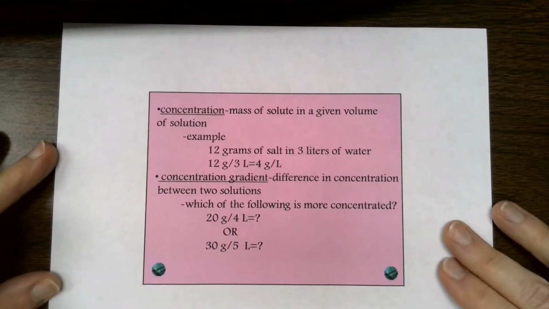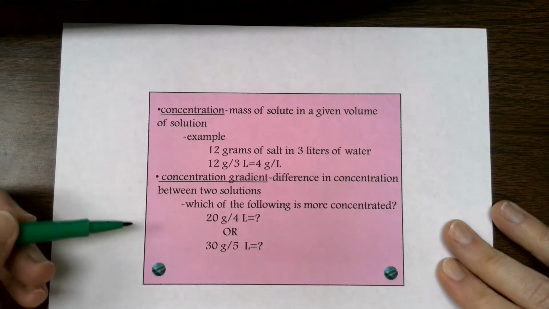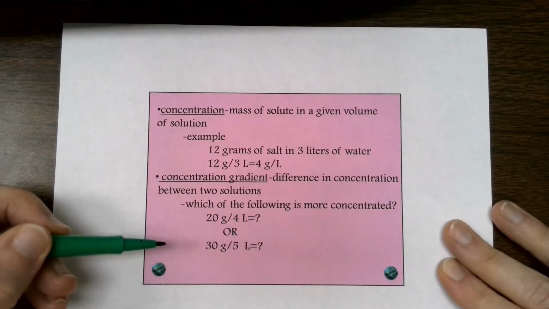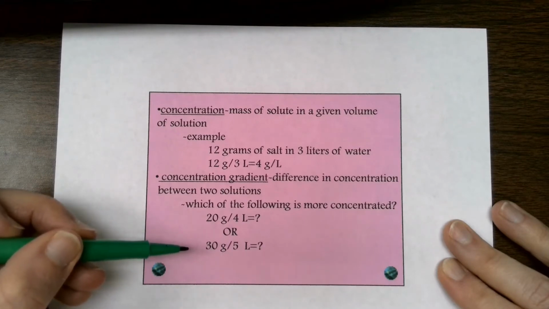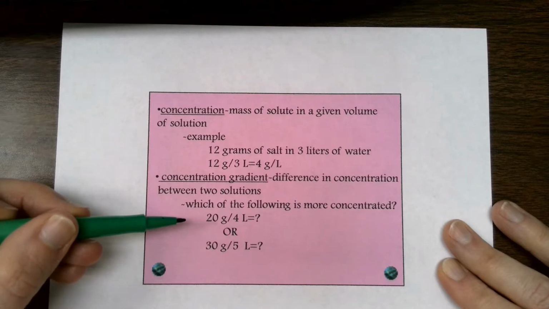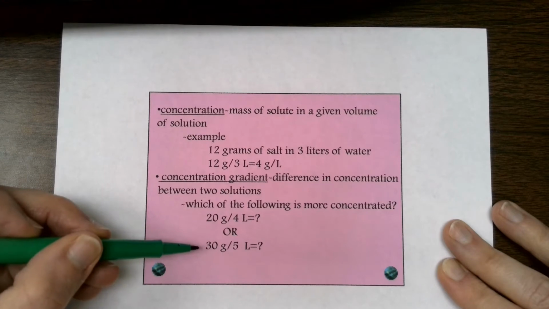Okay, so we already defined this: concentration is the mass of solute in a given volume of solution. So you've got an example there that if we dissolve 12 grams of salt in 3 liters of water, then we get a concentration of 4 grams per liter. In class, we talked about these two different solutions as well: 20 grams of salt in 4 liters of water, or 30 grams of salt in 5 liters of water. The second one, the 30 grams of salt in 5 liters of water, would be more concentrated than the 20 grams in 4 liters of water. So again, if you weren't in class, we just did the math on this. I would suggest that you do so, okay? Write that down, and then you'll see, hopefully, that this is the more concentrated solution.